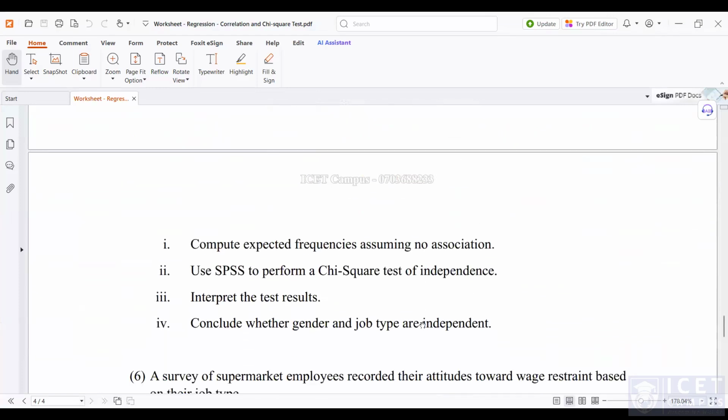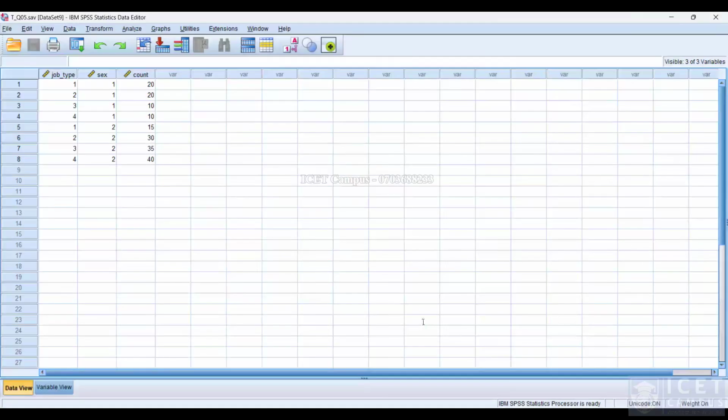Now compute the expected frequency assuming no association, perform a chi-square test for independence, and interpret the result. So conclude whether gender and job type are independent. So we need to calculate whether there is a significant relationship between the sex and the job type. Sex and the job type. Right. Therefore, you have to remember that. So we did this last day also.